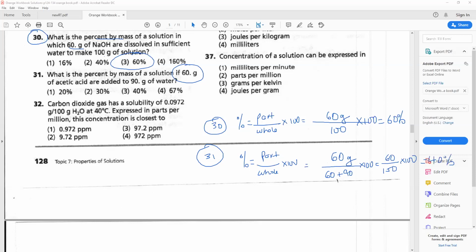Now you're going to say, why didn't I add over here? Because over here they told us 60 grams of NaOH are dissolved in sufficient water to make 100 grams of solution. So the total mass of the NaOH and the water is 100. Here, what did they tell us? You have 60 grams of acetic acid and 90 grams of water. So the total solution is 150 grams.